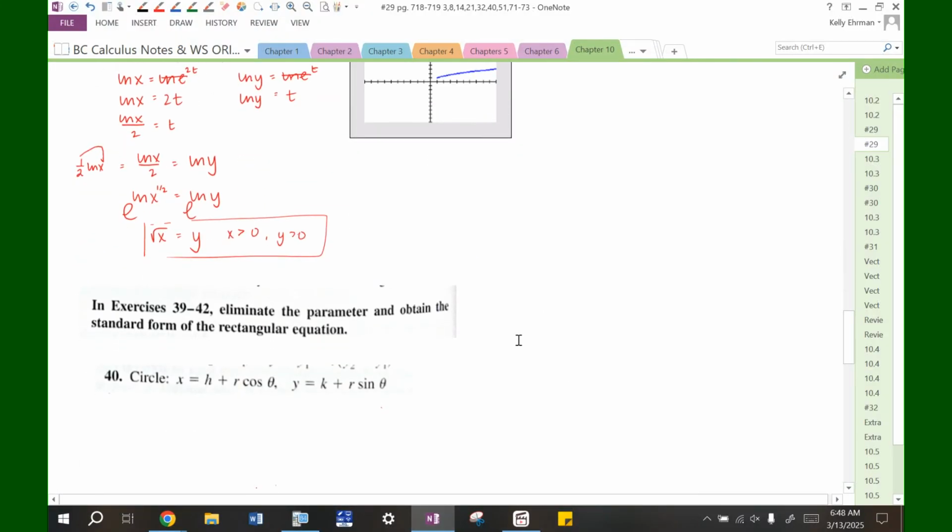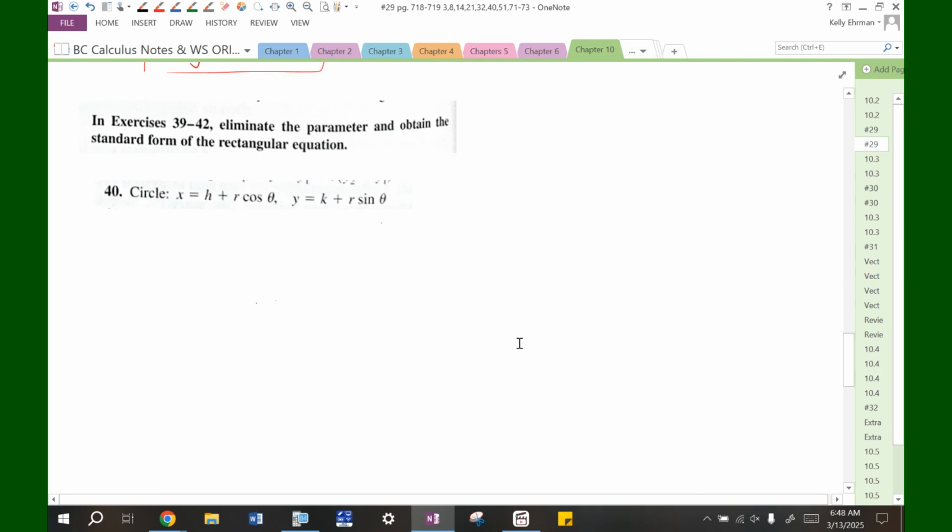All right, let's see. Eliminate the parameter and obtain the standard form rectangular equation. So we're supposed to be getting a circle out of this. They're telling us that. And I kind of see pieces of a circle equation. So what I did for this one was, again, try to isolate just the cosine or the sine like I did earlier. So that would be x minus h, and then you would divide by r to get cosine by itself. And then y minus k, again divided by r, would get sine by itself.